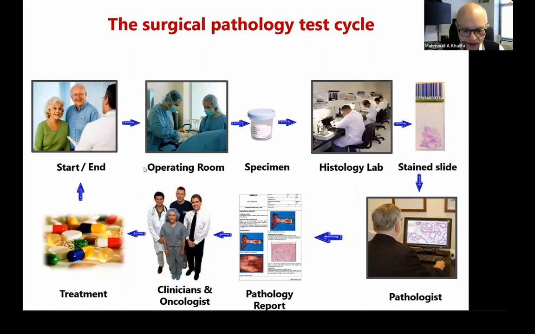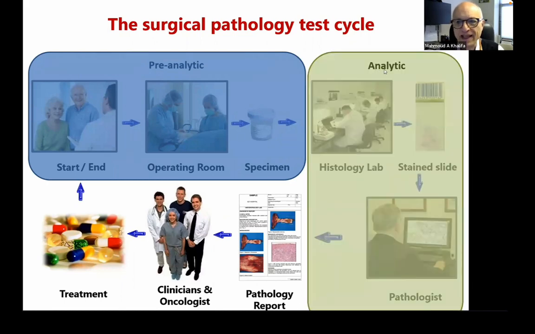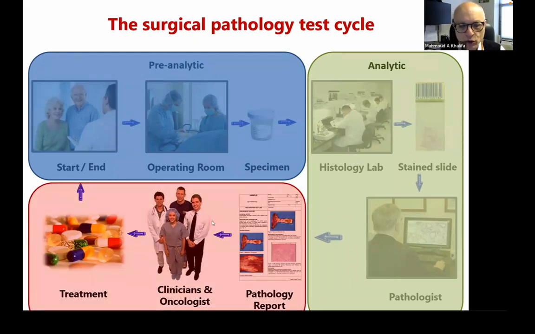The first part of the cycle here is what we call the pre-analytic phase. The pre-analytic phase means anything that happens before the specimen gets to the lab. Once the specimen gets to the lab, we call that the analytic phase: what happens in the lab in terms of preparing the slides and looking at the slides. What happens after that is called the post-analytic phase. This is from the time you release your report to the time the patient gets the treatment. Everybody knows pre-analytic, analytic, and post-analytic.